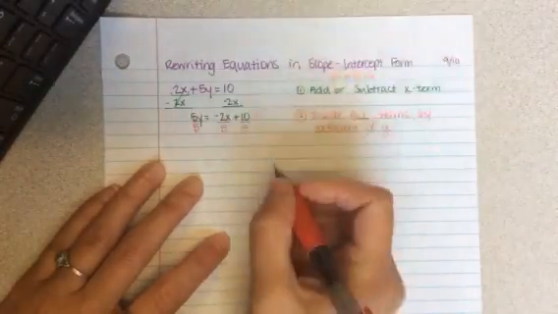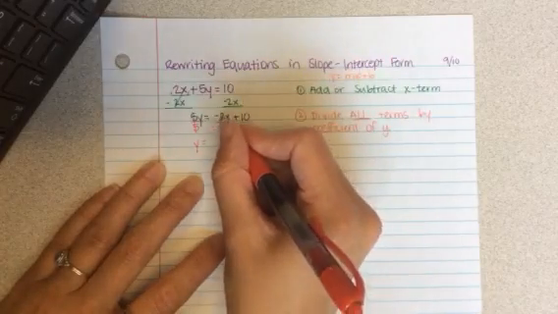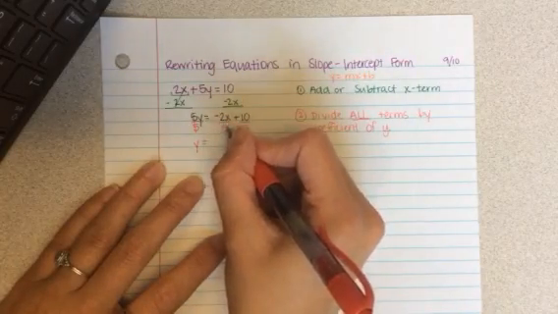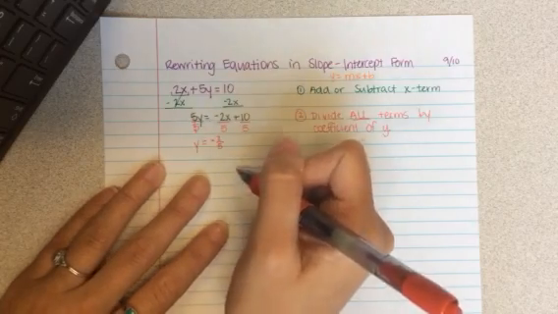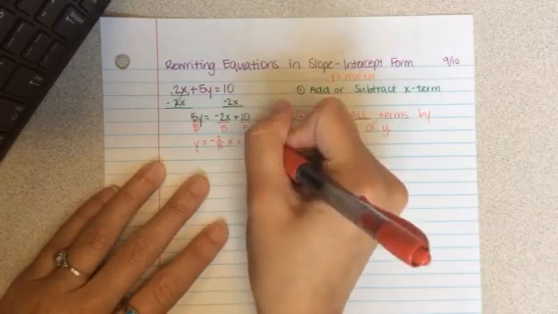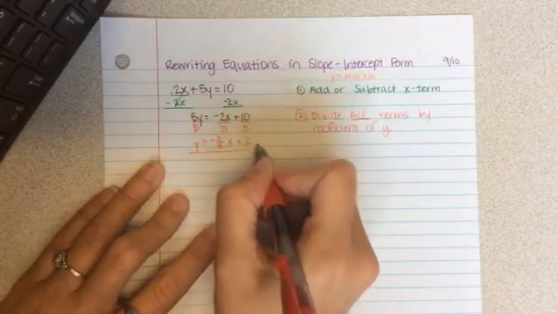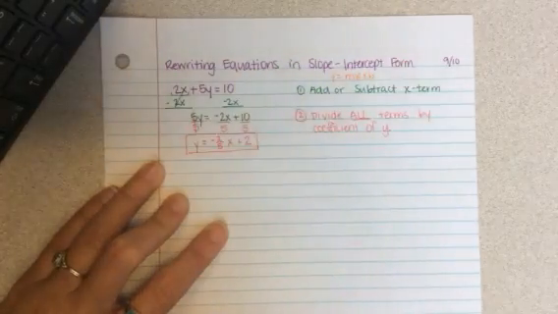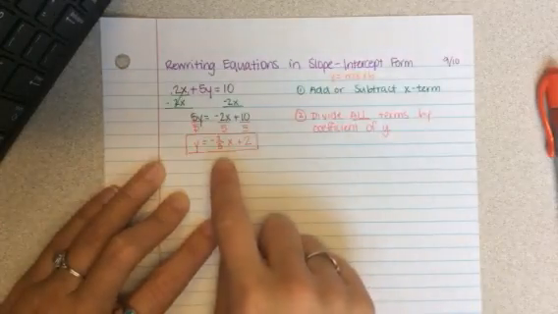So my 5s are going to cancel here. Now I'm going to have y equals, which is what I needed. I cannot divide negative 2 divided by 5, so I'm actually going to go ahead and write that as a fraction, negative 2/5 x plus, I can divide 10 divided by 5, and that's going to give me 2, and that is going to be my equation of this line written in slope-intercept form.